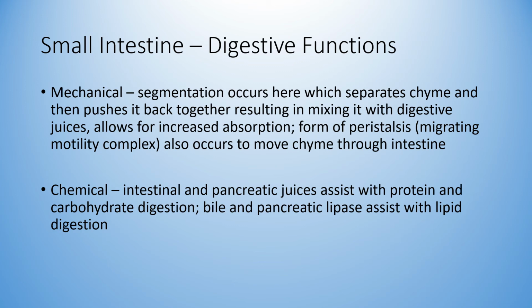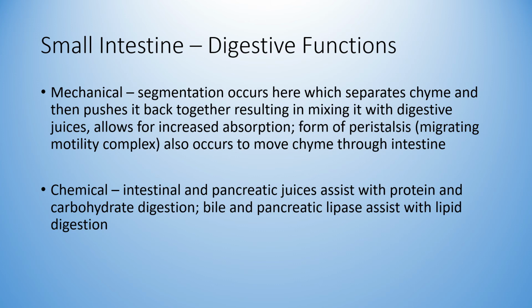In terms of digestion, mechanical digestion segmentation is going to occur here. Basically, you've got the chyme is going to kind of separate, and then it's going to push it back together, which ends up mixing it, and it's going to be mixing it with the digestive juices. That allows for increased absorption. Everything goes back to increasing absorption. That's the whole purpose of why you ate. You were hungry. Why? Because at the cellular level, you need those nutrients.